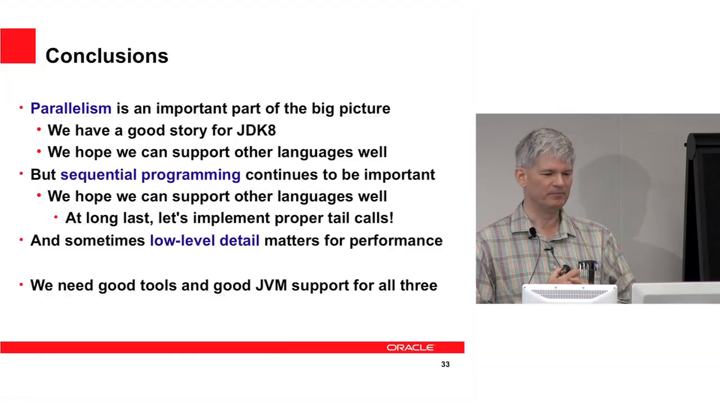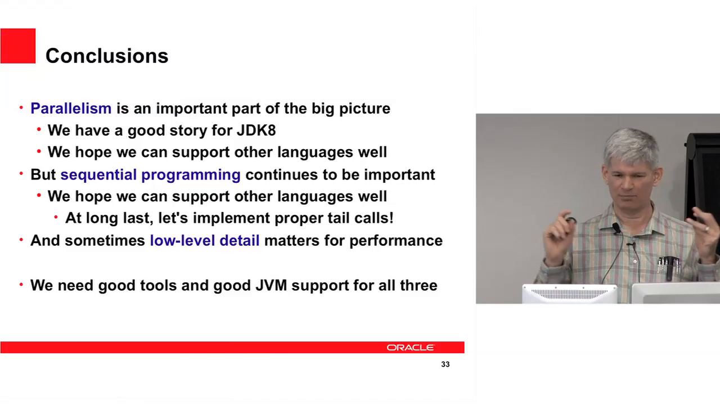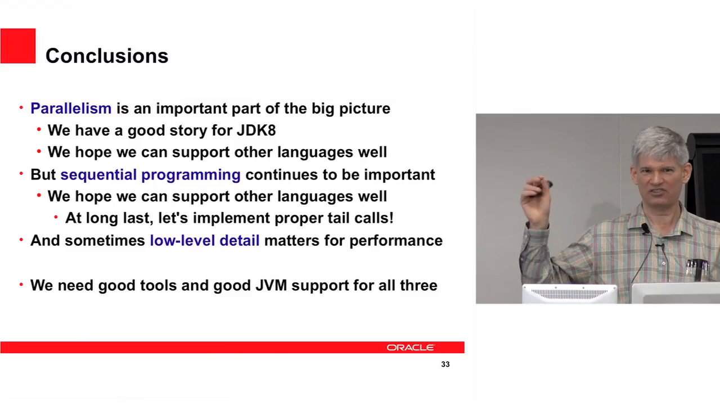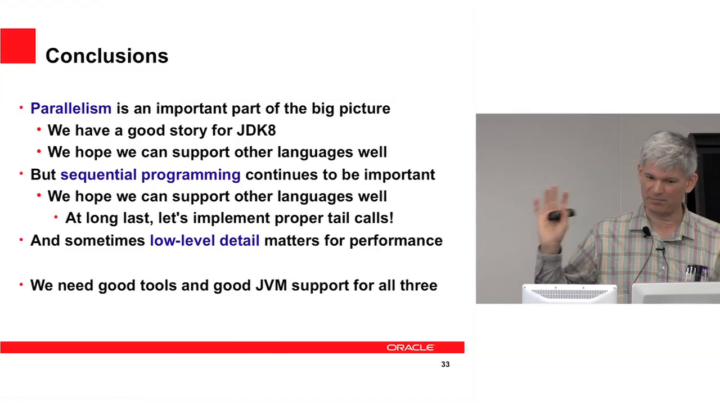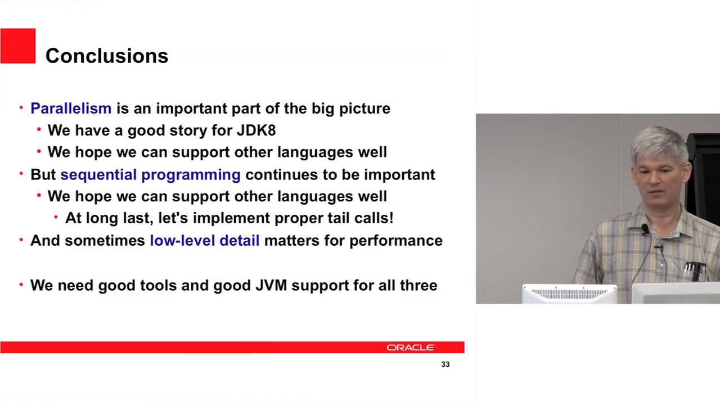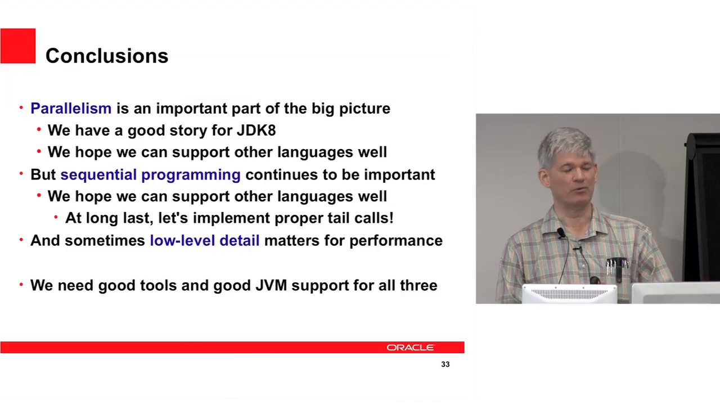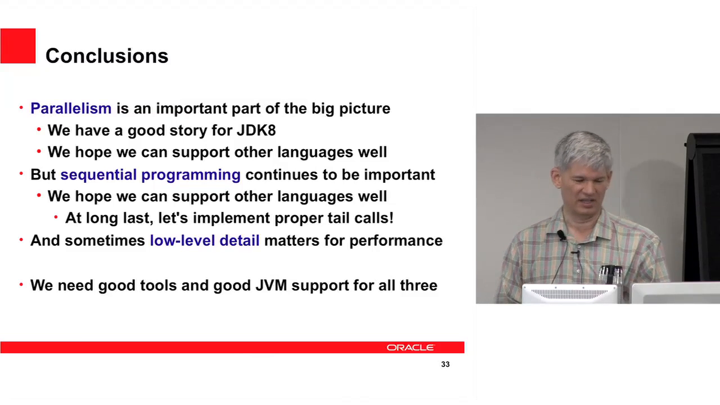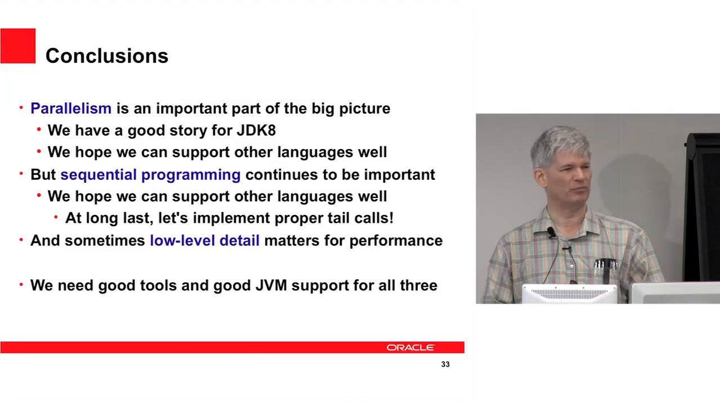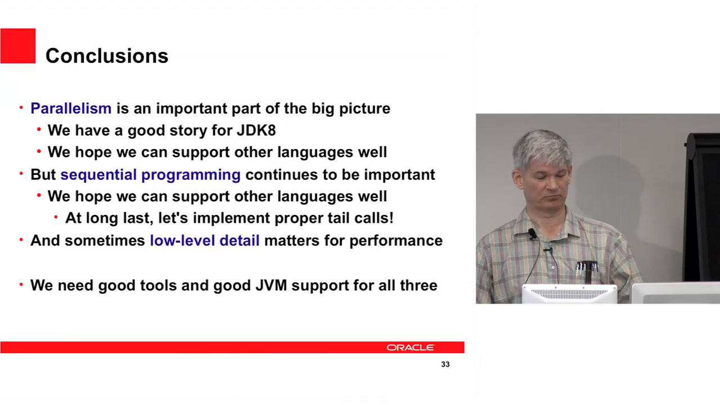So to conclude, it looks like parallelism is going to be a big, important part of the picture in programming globally, not just Java, not just the JVM, but parallelism is important. We see that coming. I've seen it coming for 30 years, so have a lot of other people. But it's here, it's now. We've got a good story for JDK8, and we hope we can support other languages as well, not just Java, in exploiting this kind of parallelism with a minimum of fuss on the part of the application programmer who has other things to worry about.